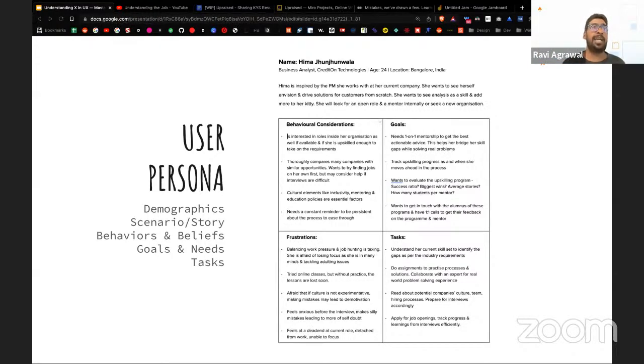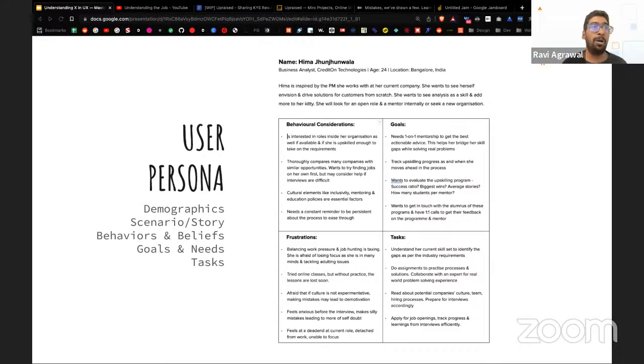She wants to get in touch with the alumni and have one-on-one calls to get their feedback on the program, as well as the mentors that are part of the program. Now, what are some frustrations? She had tried online classes before, but the practice and the lessons are lost too soon. Balancing work pressure and job hunting is very taxing, and she is afraid that she'll lose focus in handling so many different things and tackling adulting issues at the same time, right? She feels anxious before interviews, makes silly mistakes, leading to more self-doubt, and then it's a vicious cycle that continues on and on.